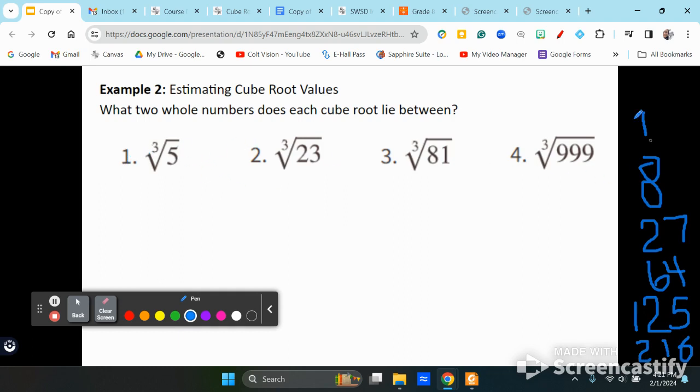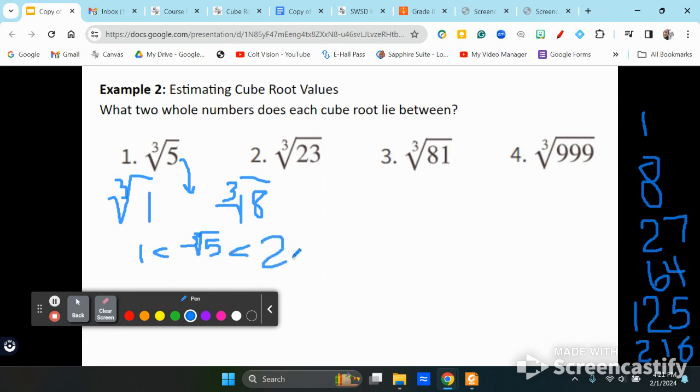And then I'm going to consider which of these, what's this number between? So 5 is between the cube root of 1 and the cube root of 8. So that would go inside here. So that means it must be between 1 and 2. That's really messy. Let me jump over here to number 3.